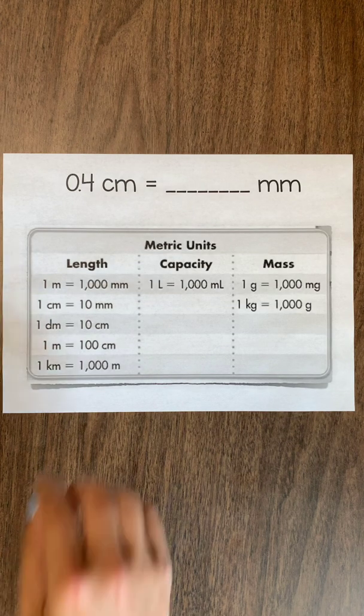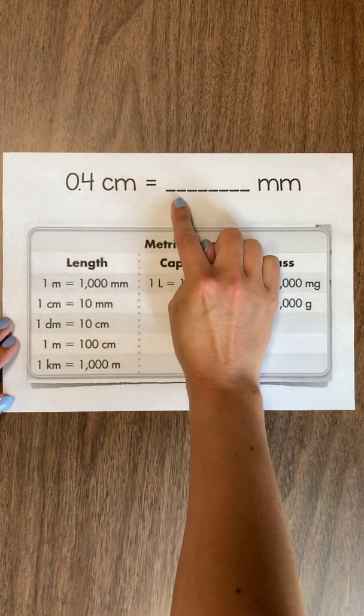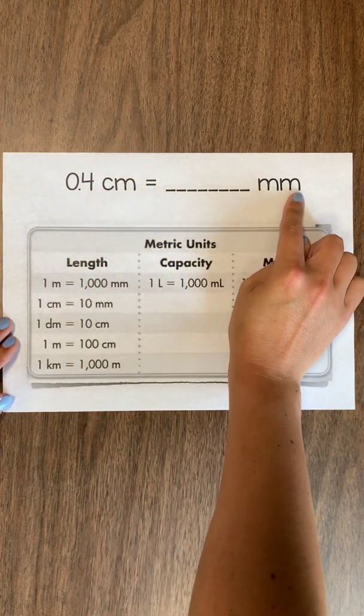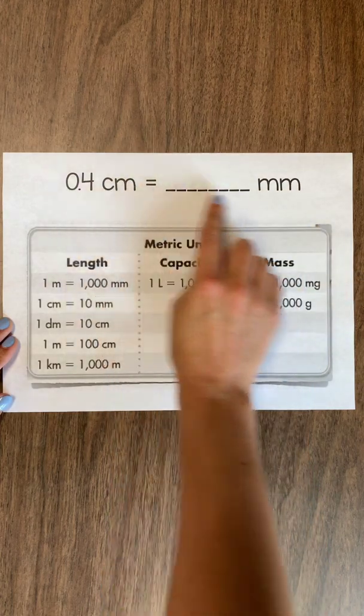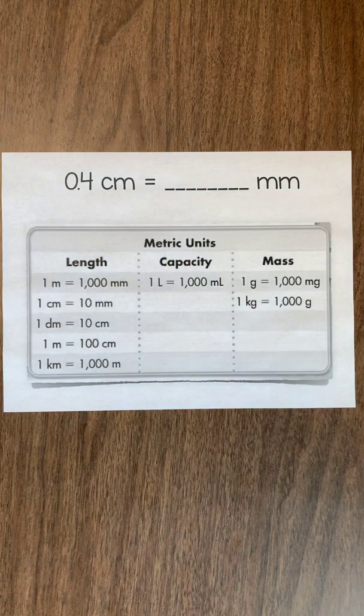So here's your problem. 0.4 centimeters is equal to blank millimeters. So you're going to change this from centimeters to millimeters. You can use your chart to help out with this, and then we'll check to see how you do. All right, so let's check your work.